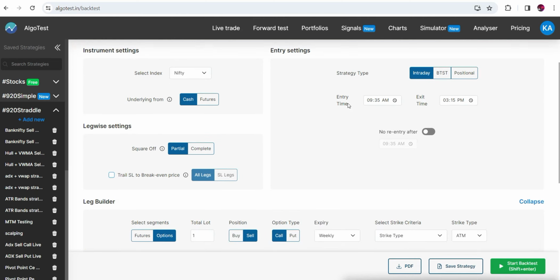Now, entry timing. Entry timing is the time at which you are taking an entry. But as we are doing a momentum strategy, if we enter 9:20 here, it means it will select the price at 9:20 and then wait for momentum. The momentum we describe in our strategy, we will describe in the next lecture. But you just understand the basics.